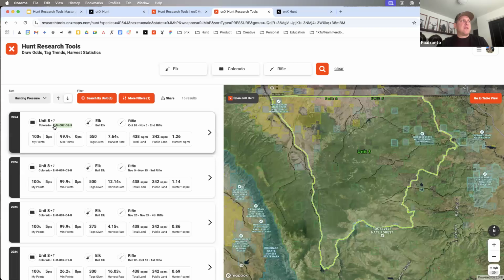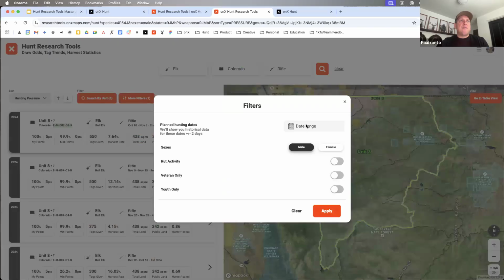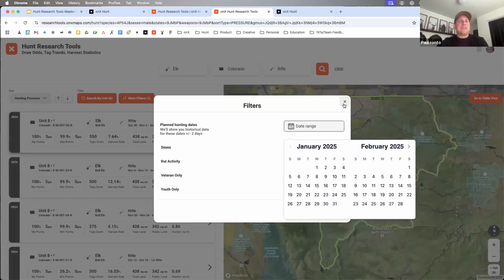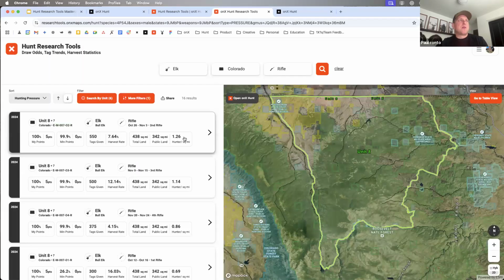I know from being in Colorado, this stands for elk male, unit 7, second season rifle. This is an elk tag. It's a bull elk tag, so the bag type. And then what weapon I can use, rifle. It also shows me last year's hunt dates. So if I wanted to filter by date, I could do that. You can see in here we have a date range filter. If you wanted to filter by specific date, you know you can only hunt in November or you can only hunt in October. And it also says the season name, second rifle.